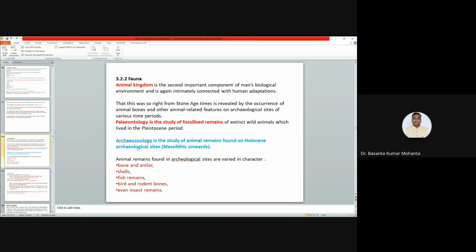In this context, archaeozoology is a new branch of archaeological anthropology, or we may say a new branch of archaeology, which studies the animal remains found on Holocene archaeological sites, Mesolithic onwards. Usually, different kinds of archaeological sites show different kinds of faunal remains, which include bones, antler, shells, fish remains, birds, rodents, and even insect remains.